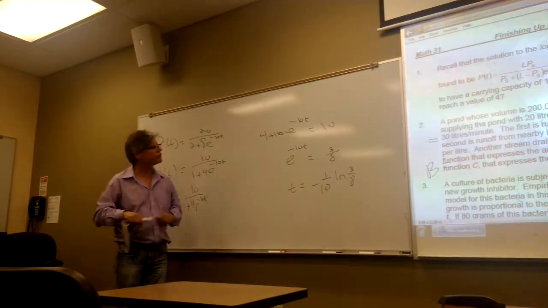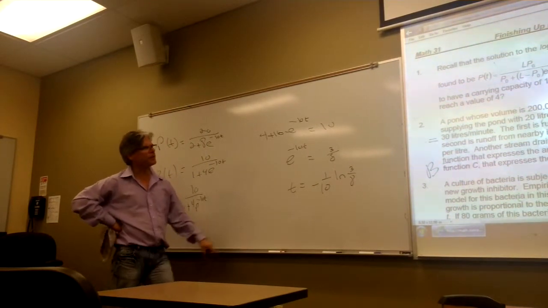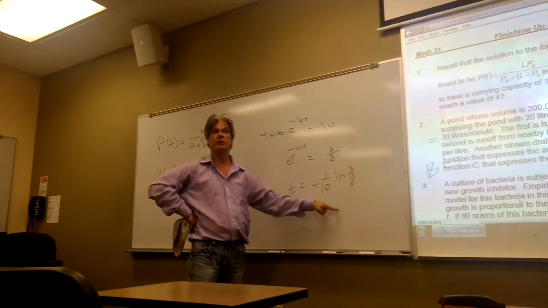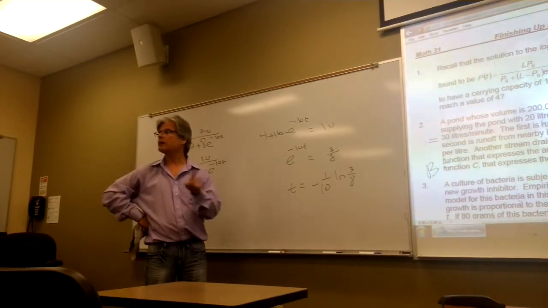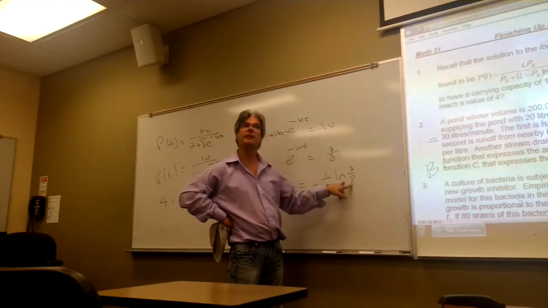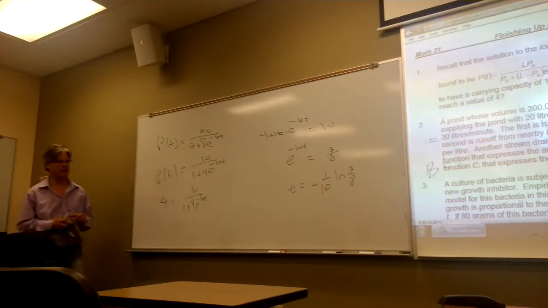Oh, shoot. Did I make a mistake? This is supposed to be how long it takes for the population to grow to 4, and I got a negative time value? It's because the natural log is negative. Ah, good. There is no mistake here. The natural log of any number between 0 and 1 is going to be negative, and negative times negative is positive. Thank goodness my world makes sense. And it's measured in years.